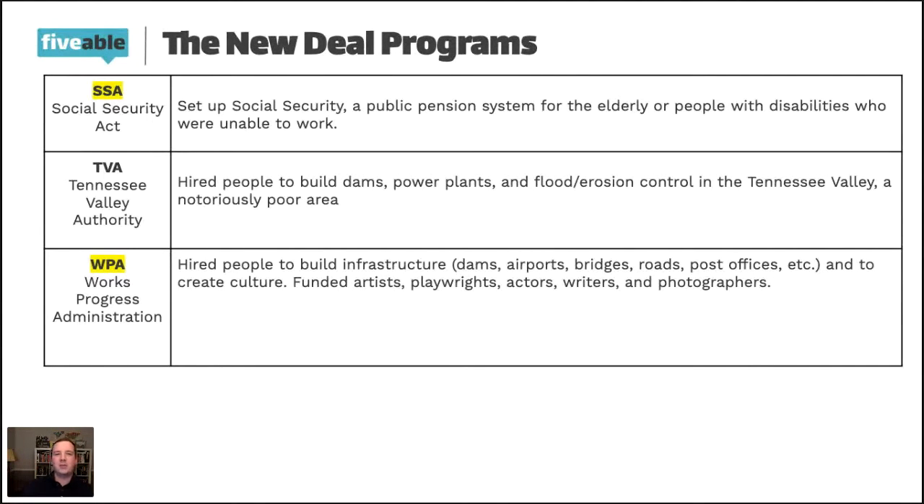And then lastly, the WPA or the Works Progress Administration builds infrastructure, but then also funds a lot of culture. This is where we get people going around and interviewing former slaves who are still alive, and you can listen to their interviews for free. This is amazing. So either way, you should choose a couple of those, regardless of which ones you think are the most important.